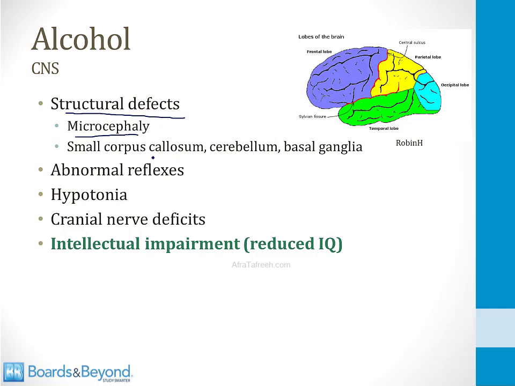In the most severe form, these babies can be born with holoprosencephaly, where they have a single lobe of the brain. In addition, these babies often have abnormal reflexes, which can be detected at birth. They can also have hypotonia and cranial nerve deficits, and that can also be detected at birth. And then, as I said before, one of the major problems when mothers drink during pregnancy is that their children will have lifelong intellectual impairment with a reduced IQ.